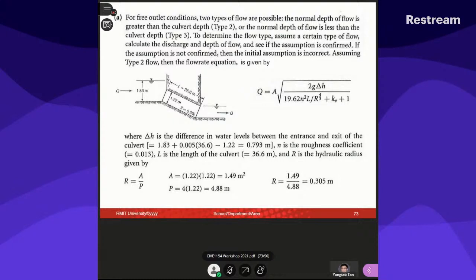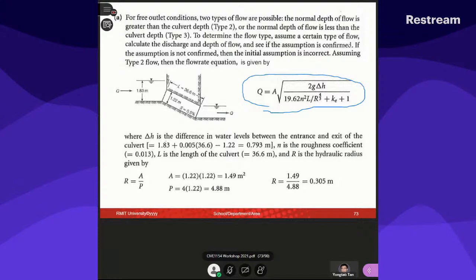So we use the type 2 or type 3 equations. For the free outlet conditions, two types of flow are possible, meaning type 2 or type 3. So firstly, we assume it is type 2 flow. Now we use the flow rate equation here.